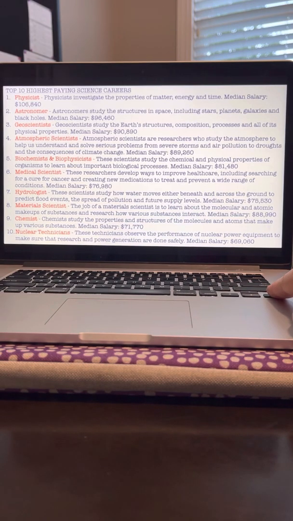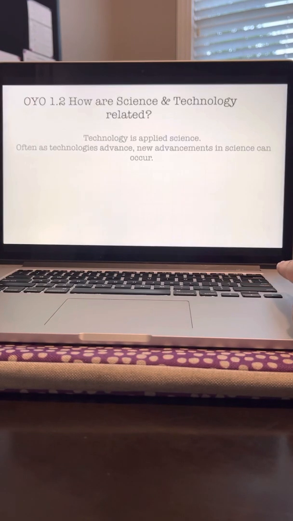And rounding out the list at number 10 is nuclear technicians. These technicians observe the performance of nuclear power equipment to make sure that research and power generation are done safely. Again, this was just a quick list of the top 10 highest paying science careers to give some thought to.